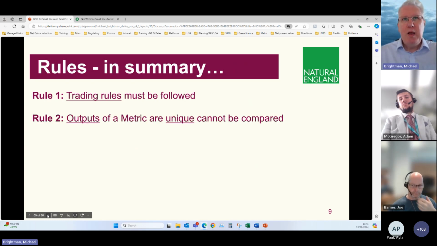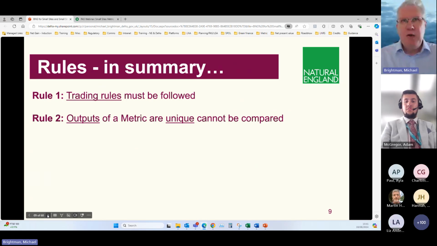Rule 2 is that the outputs of a metric are unique and cannot be compared, and that means both in terms of the statutory biodiversity metric and the small sites metric against earlier versions, and also the habitat types, that is area, hedgerow, and watercourse. And Rule 3, that the correct tool must be used, that is the statutory biodiversity metric or the small sites metric.